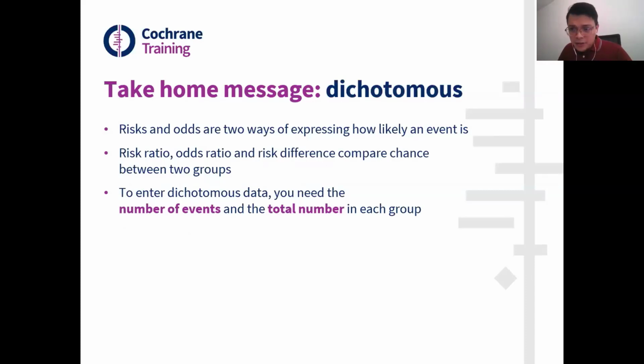So just some take-home messages for both dichotomous and continuous outcomes. For dichotomous outcomes, again, risk and odds are two ways of expressing the chance of an event. And our main effect measures are the risk ratio, the odds ratio, and the risk difference to compare the chance between two groups. And when using RevMan, what we need to enter is the number of events and the total number in each group.